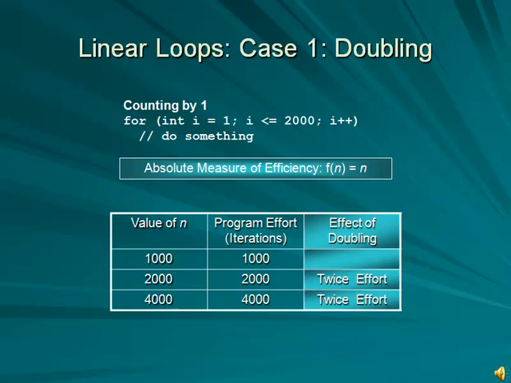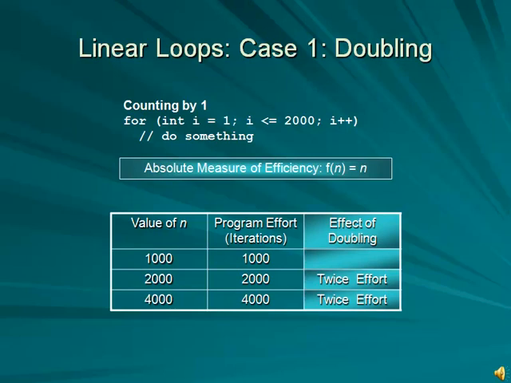We're still working with this simple counting loop, but this time we've doubled the goal. We're going to 2,000 instead of 1,000. Naturally, because the loop is a simple counting loop, we must perform 2,000 iterations, or double the work. And if we were to double the goal again, this time to 4,000, then we'd require 4,000 iterations of the loop. As you can see from the absolute measure of efficiency, the algorithm effort is directly proportional to the change in the goal. In this case, we consider a goal of 1,000, then 2,000, then 4,000.